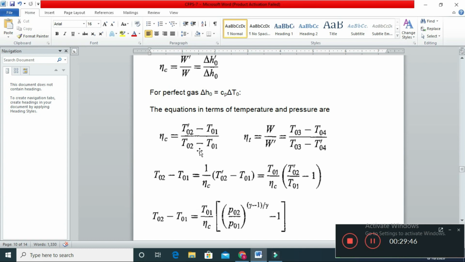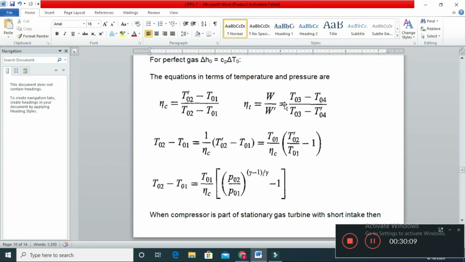If we are assuming a perfect gas, then we can write enthalpy changes in terms of temperature changes. So this is the compressor efficiency in terms of total or stagnation temperatures: the ideal temperature rise divided by the actual temperature rise. For the turbine, the case is opposite. The actual temperature drop is less. The ideal temperature drop is more.